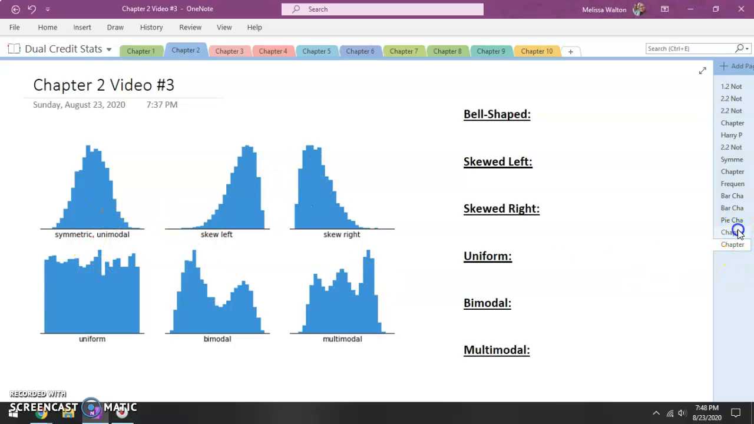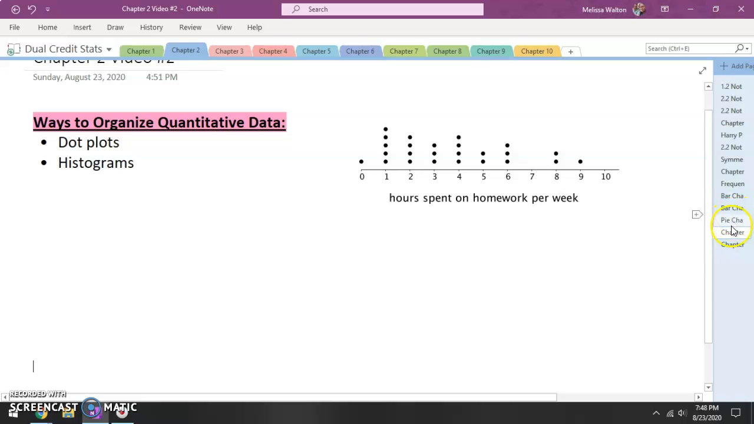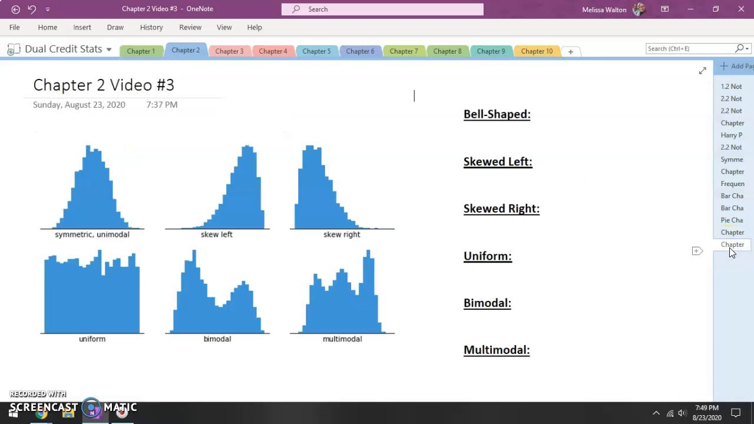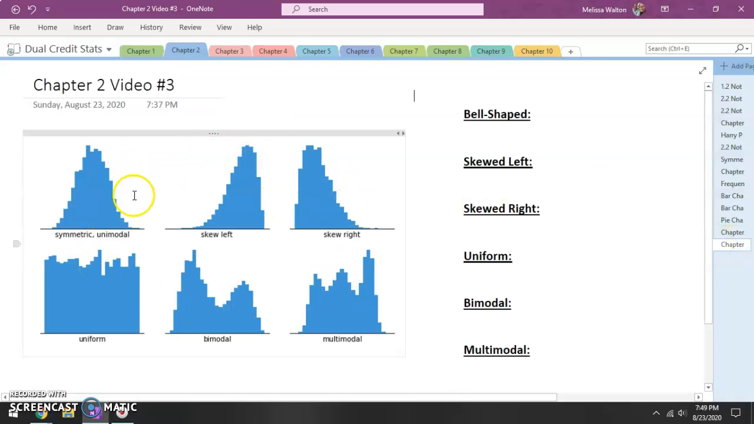Last video, we talked about what types of graphs we could make with quantitative data. And now we are going to go ahead and talk about how we can describe them. So here are the ones that we're going to focus on today. We have 6 different distributions, and I'm going to start with the one in the upper left.